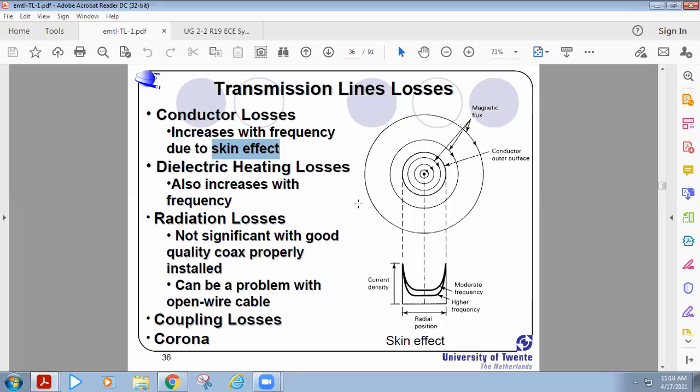And the last one is the corona. Okay, remember this point. I will tell you again.